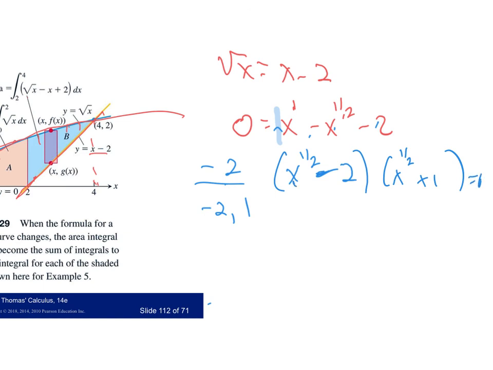X to the half times x to the half is an x. There it is. Negative 2 square roots of x plus square root of x is a negative 1 square root of x, minus 2. So by doing this, x to the half, or square root of x, equals 2. Square both sides. X is 4. Square root of x equals a negative 1. Square both sides. X equals 1.